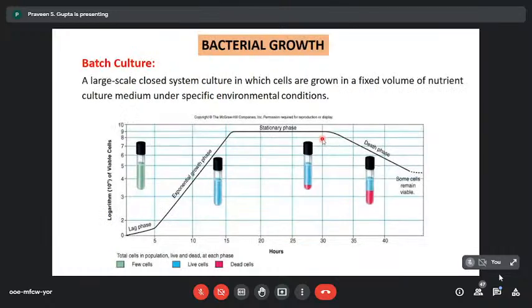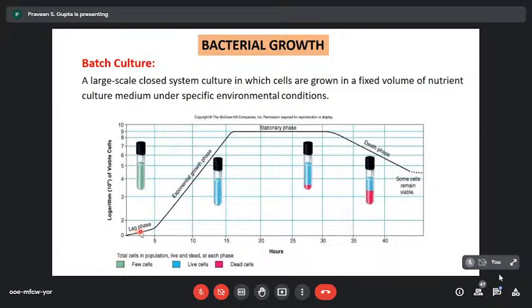Now come to bacterial growth. Bacterial growth can be expressed in terms of culture. There are different types of culture operation. Generally, we follow batch culture. In batch culture, of course, the amount of media is fixed. The volume is fixed initially, and up to the last we work with that volume only. So a fixed volume of nutrient is provided here, and you get the initial phase, the lag phase, where bacteria try to adjust to the environment.